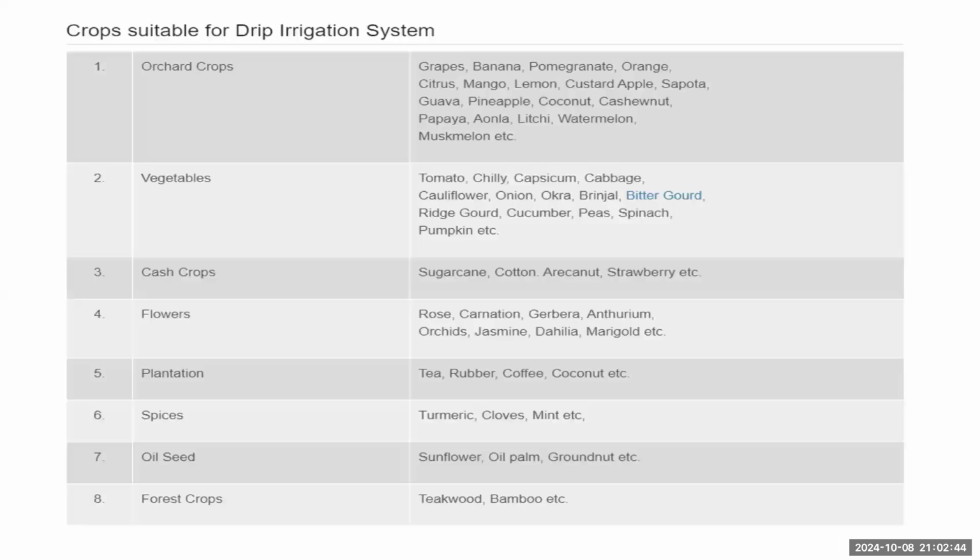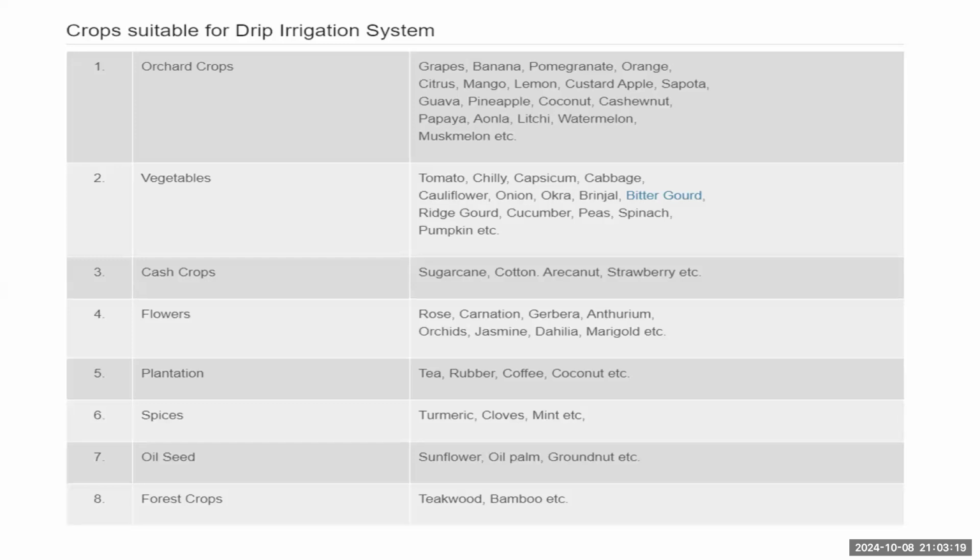Okay. So similar to the sprinkler irrigation system, a lot of water saving is there, and the yield of the crop is also increased. Now it is found that this drip irrigation system is very beneficial for most crops. That may be orchard crops like grape, banana, pomegranate, orange, or vegetables like tomato, chili, capsicum, cabbage, cauliflower, or it is also suitable for cash crops like sugarcane and cotton.